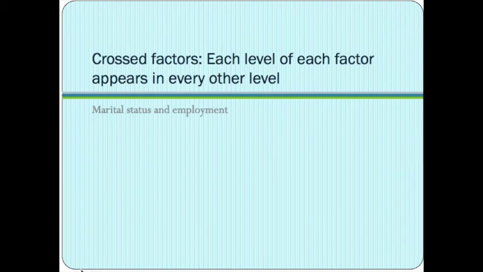So let's say you did a study, as I did before, on marital status and employment. So you have people who are married and people who are not married, and people who are employed and people who are unemployed, and you will have people that fit in all of those possible combinations. So you'll have married employed people, married unemployed people, single employed people, single unemployed people. That's a crossed factor.